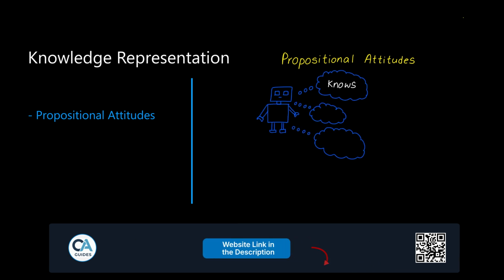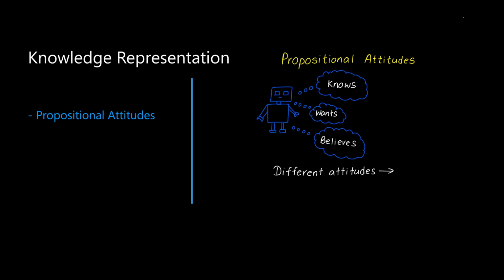Knowing something, believing something, wanting something. These are different attitudes toward the same proposition. This matters for modeling how agents think about the world and each other.